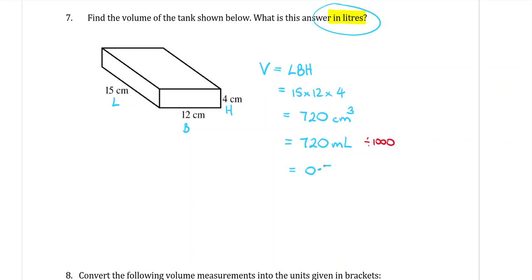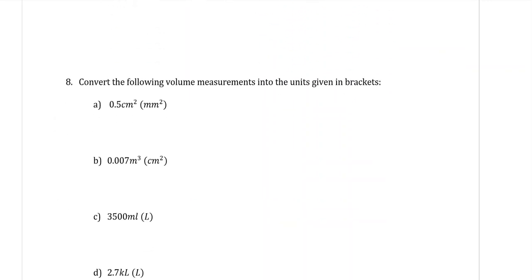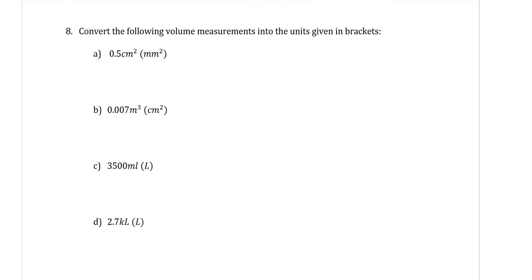No, 0.72. Type it in again. So just 720 divided by 1,000. There you go, 0.72 litres. Okay, that wasn't too bad, was it? Good, all right, last ones here are practice converting.